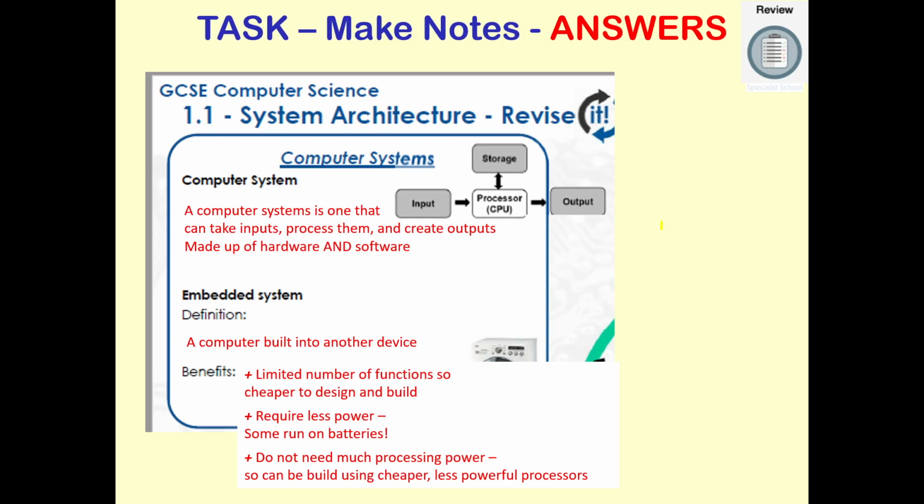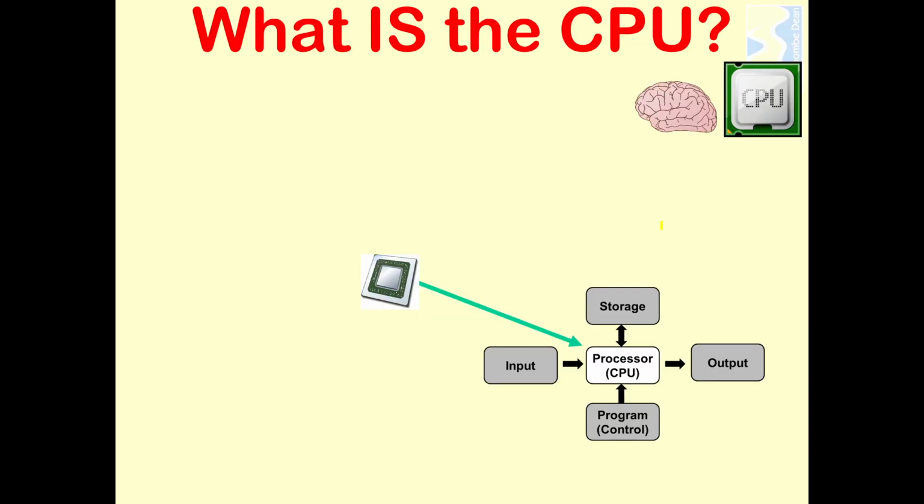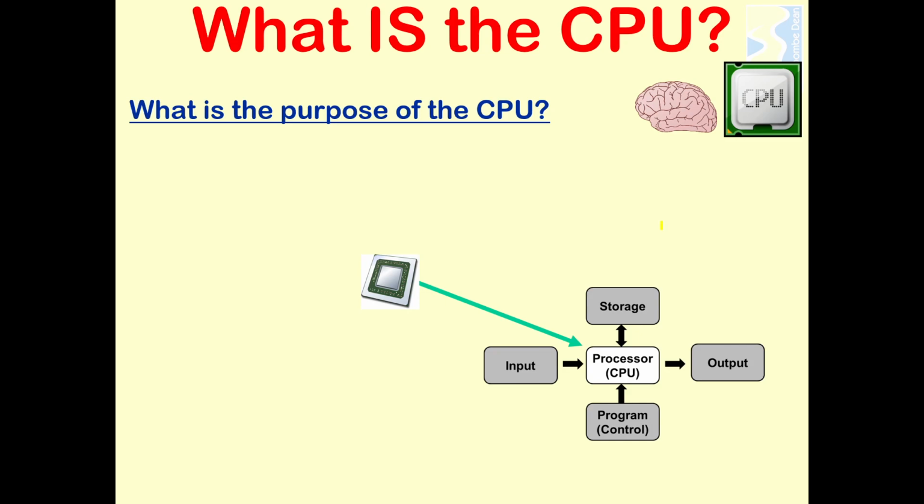Okay, let's move on. So we've looked at what a computer system is. We're now looking at the most important component and part of the computer system, the CPU, or the Central Processing Unit. What is the purpose of the CPU?